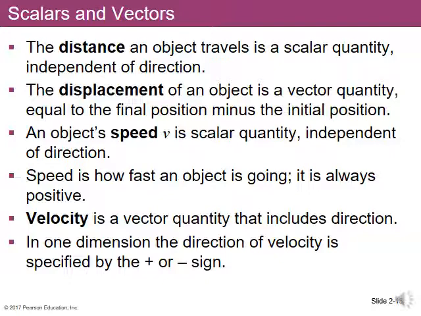Speed and velocity are also a little bit different. An object's speed is a scalar quantity independent of direction. It's just how fast it's going. It doesn't tell you what direction it's moving in, and so in that case, it's always a positive number. Velocity does include a direction. For now, since we're talking about one-dimensional motion, the only directions you have to worry about are whether it's positive or negative. Positive is generally considered to be to the right, or up if we're talking about vertical motion. Negative would be to the left or down. Those are the only directions we're going to worry about so far.